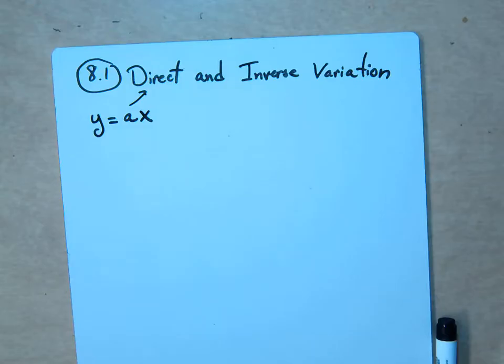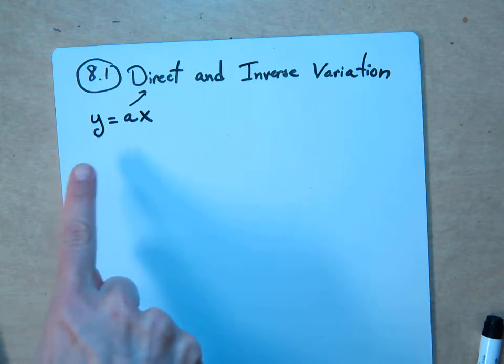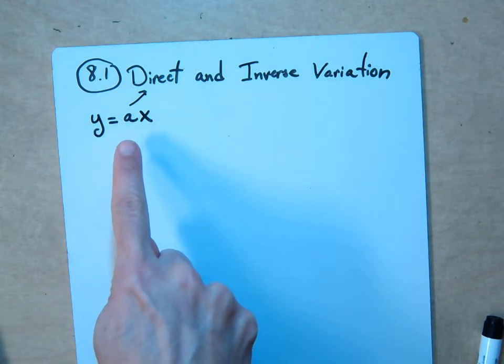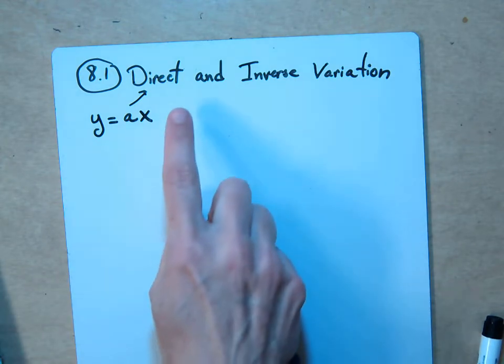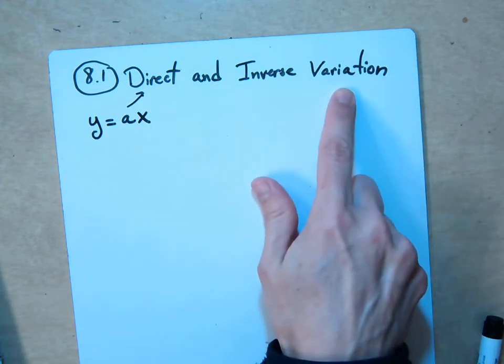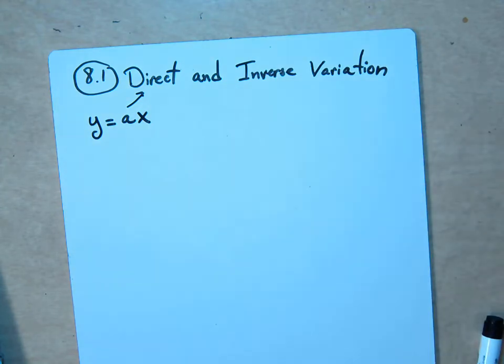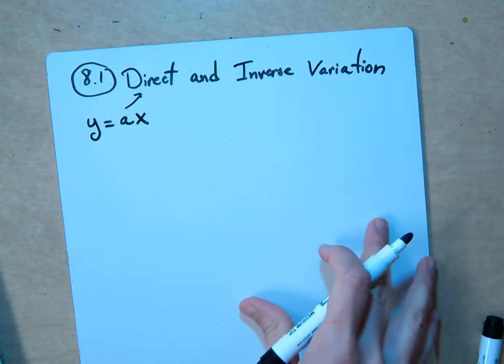Okay, this is from section 8.1 of your book, Direct and Inverse Variation. We've actually been doing direct variation since Algebra 1. Any equation of the form y equals a constant times x is a linear relationship, and it's also called direct variation. So you're familiar with that. You've been doing it for a while.